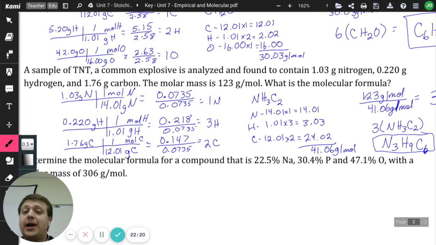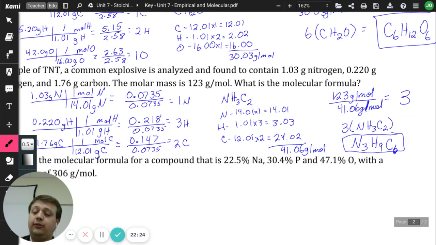Then we solve for the molar mass of the empirical formula, which we found to be 41.06. Take that number, divide it by the molecular mass, the molar mass, which was 123. So 123 by 41.06 gave us 3. Then we take that, multiply it by the empirical, so 3 times NH3C2, which gave us N3H9C6. And then that would be our final answer.